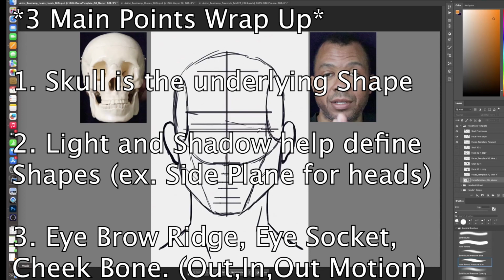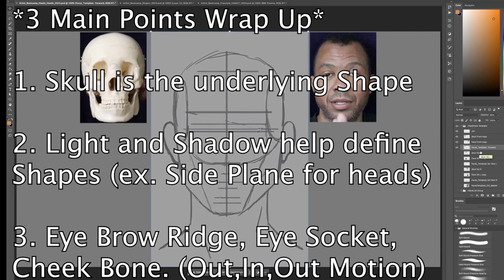So let's recap the main points. 1, the skull is the underlying shape of every human head. 2, light and shadow help define shapes. So for example, the side plane of the head, if the head is lit, will be in shadow, and that helps define the form in space. 3, the eyebrow ridge, the eye socket, and the cheekbone give an out, in, out motion. And that is an important defining feature of that region of the head.